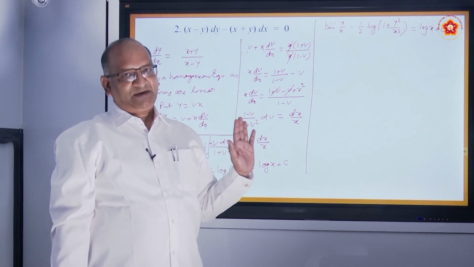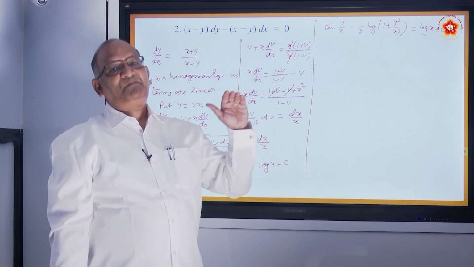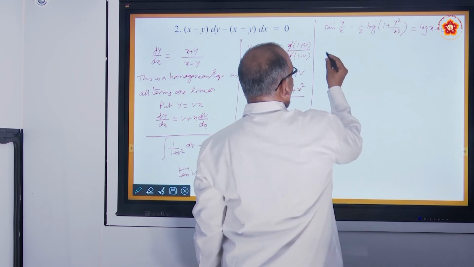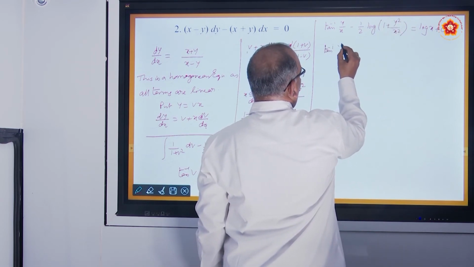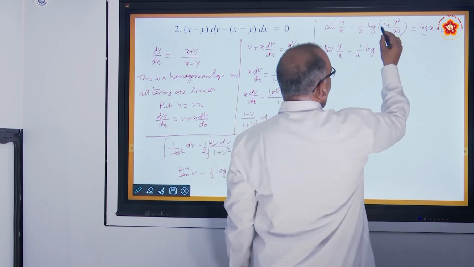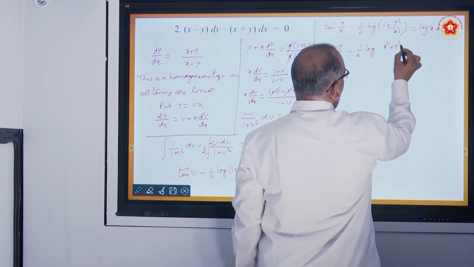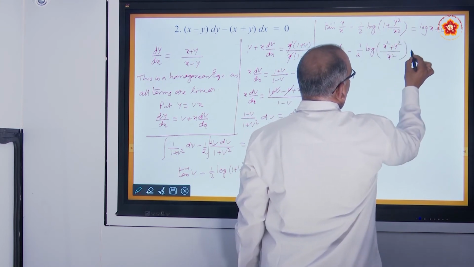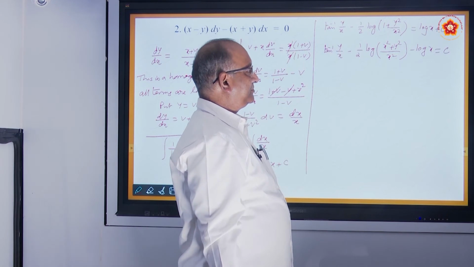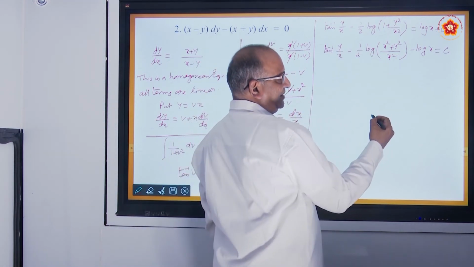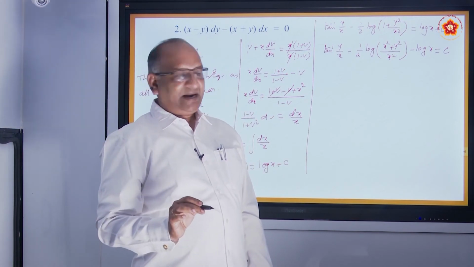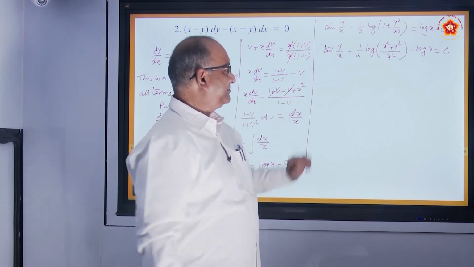You are going to get full marks for that. But if you wish, you can simplify it further. How do you simplify? For example, this we can take LCM and it will become tan inverse y by x minus 1 by 2 log x square plus y square by x square minus log x equal to c. You can keep simplifying in order to get the answer which matches with the answer in the textbook. But otherwise, that step itself is the answer.